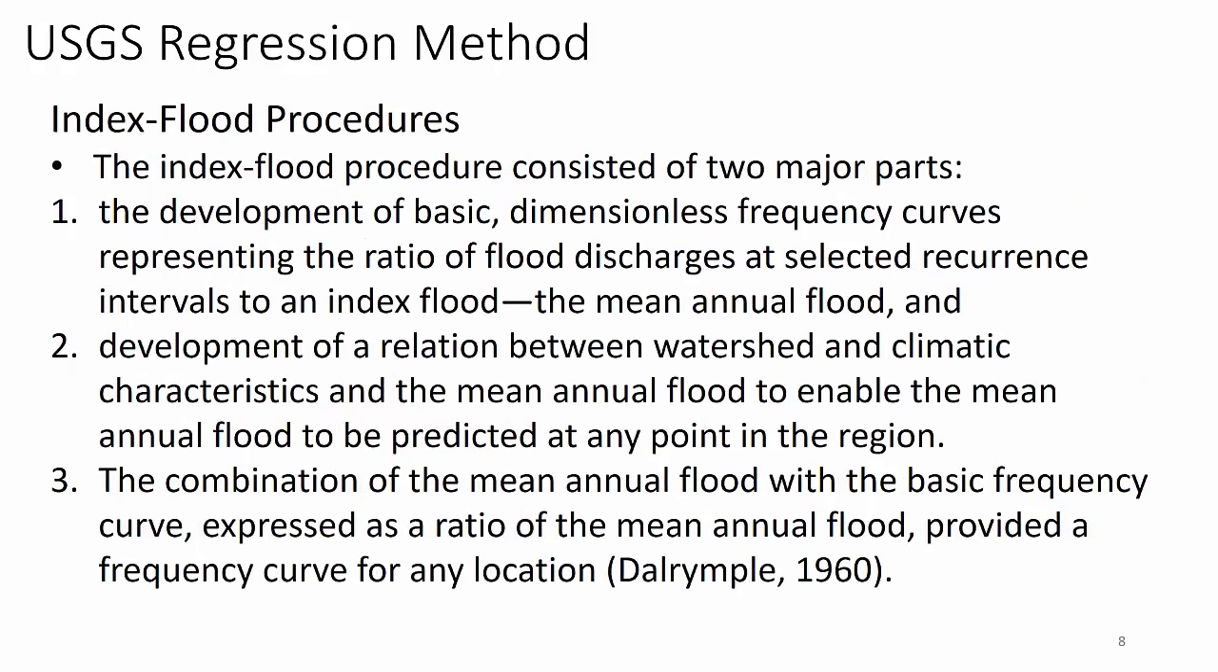We're not going to go through all 6, but it's important to think about and understand where the deep background here. The index flood procedure consisted of 2 major parts. Development of basic dimensionless frequency curves, that's the dimensionless part, representing the ratio of flood discharges at selected recurrence intervals to an index flood, that's the mean annual flood, and development of a relationship between watershed and climatic characteristics and the mean annual flood to enable the mean annual flood to be predicted at any point in the region.